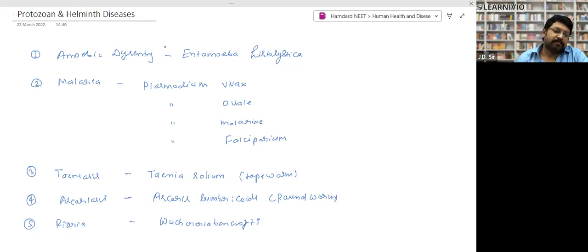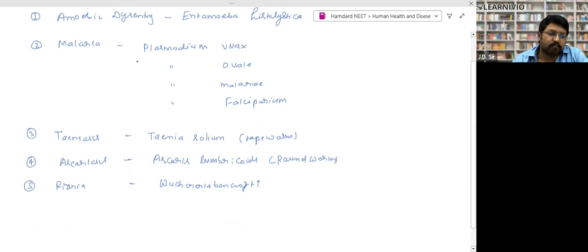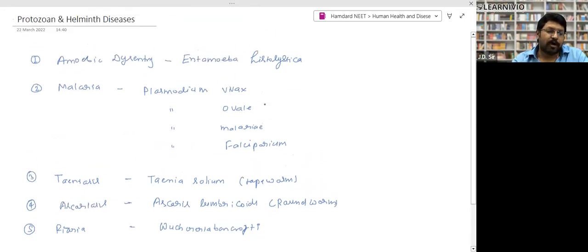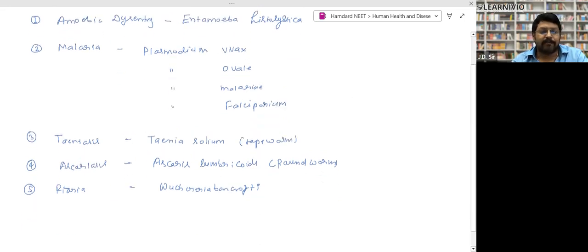Malaria is spread by these 4 protozoa, right? That is Plasmodium vivax, Plasmodium ovale, Plasmodium malariae, Plasmodium falciparum. So there are 4 protozoa responsible for spreading this disease, and you have to remember all 4. By the way, Plasmodium falciparum is the most dangerous one, right?